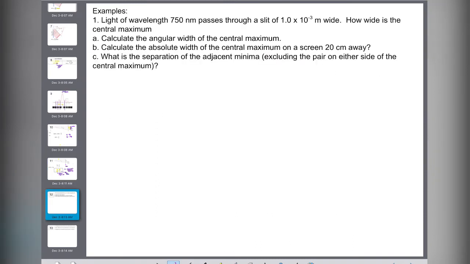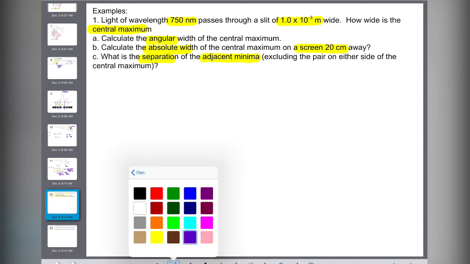All right, so let's read this. The light of wavelength 750 nanometers passed through a slit of 1 times 10 to the negative 3 meters wide. How wide is the central maxima in terms of angle? And calculate the absolute width on a screen that is 20 centimeters away. And then what is the separation of the adjacent minima? Okay, all right, so lots of wordings. Not meant to be hard, but you need to know your wordings.